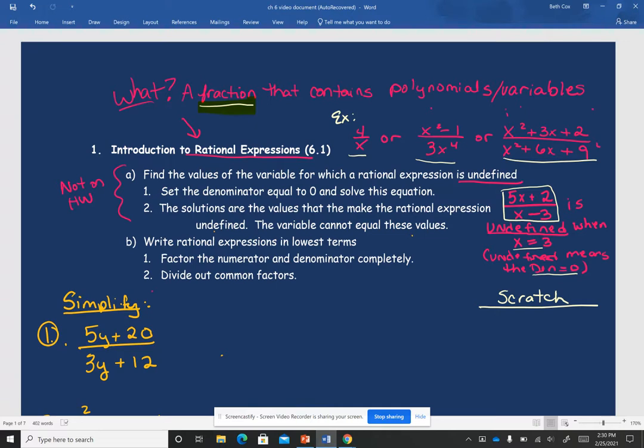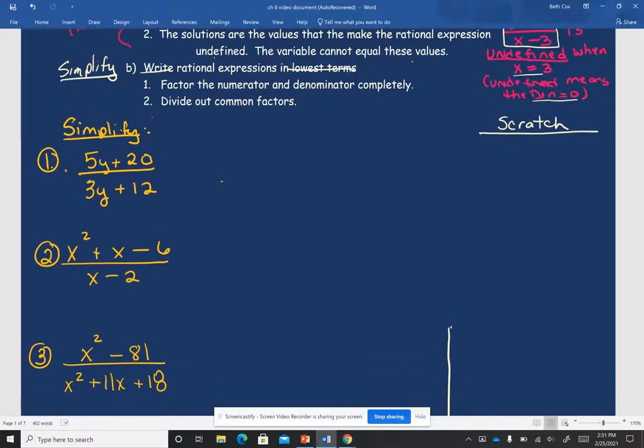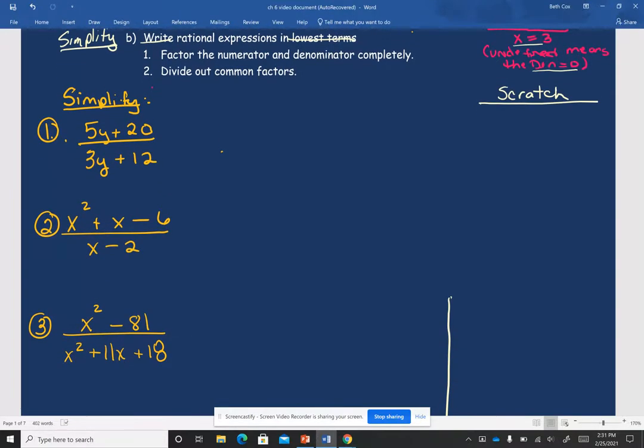But what we are going to do is write expressions in lowest terms, also known as simplify. It's kind of like simplifying any other fractions. The first step says to factor the numerator and denominator completely. Then it says to divide out the common factors. I have some scratch paper over here for when I do my factoring, if I need it. So the first thing we're going to do is factor the numerator and the denominator.